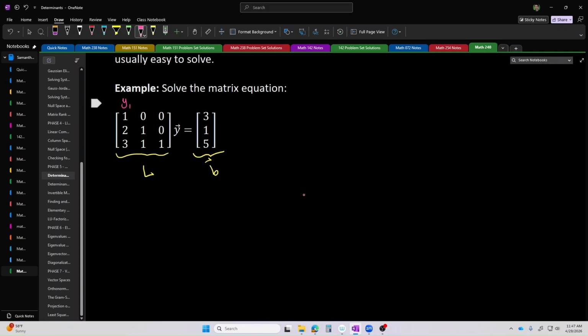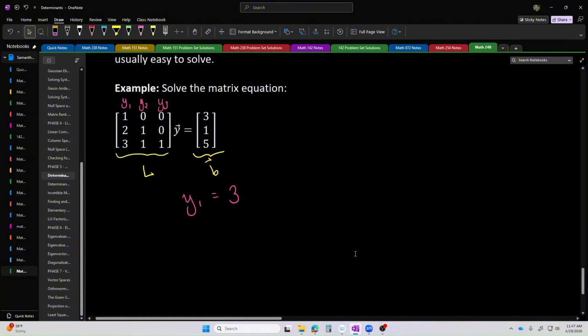For example, this first column would correspond to the first component of my vector y forming the solution. The second column would be y2. The third column would be y3. And so the equation corresponding to this first row would be y1 equals 3. That first entry of the solution I've gotten immediately from this lower triangular matrix, and the subsequent solutions can be found relatively easily just by using substitution.